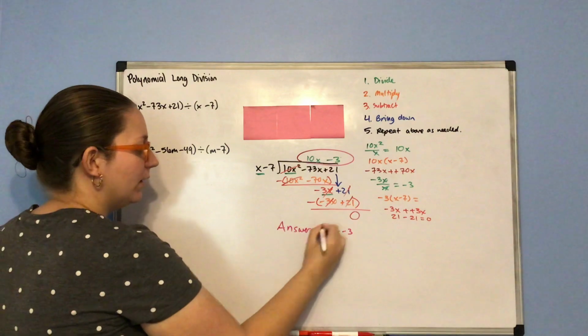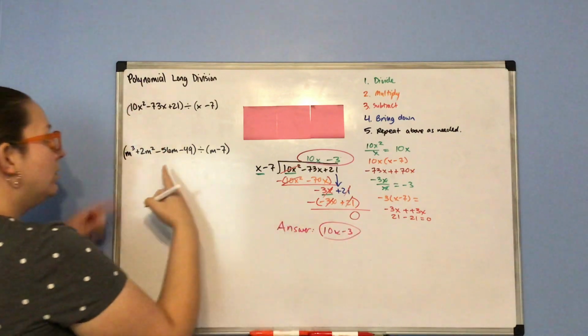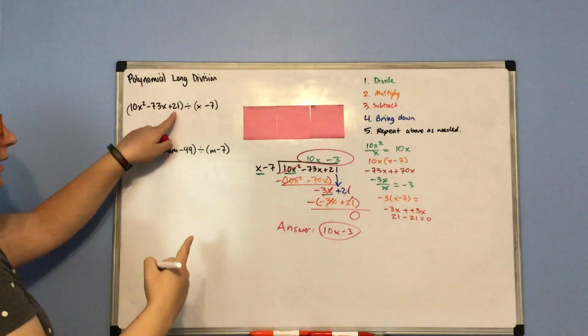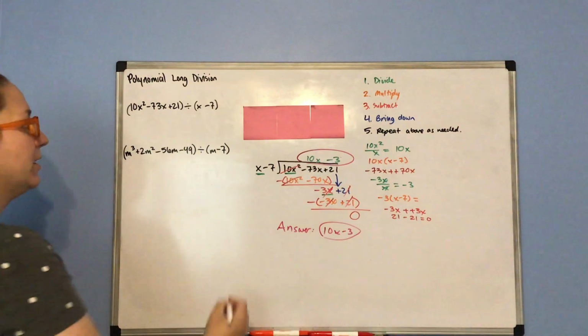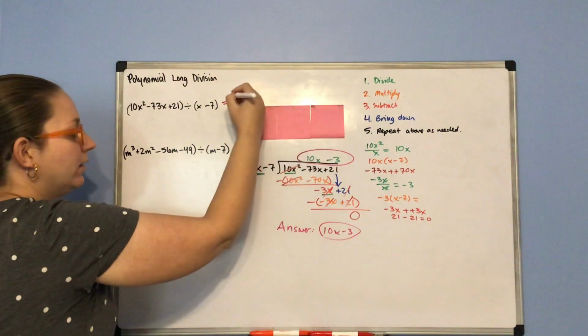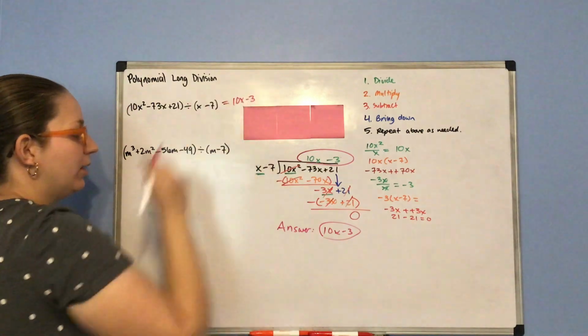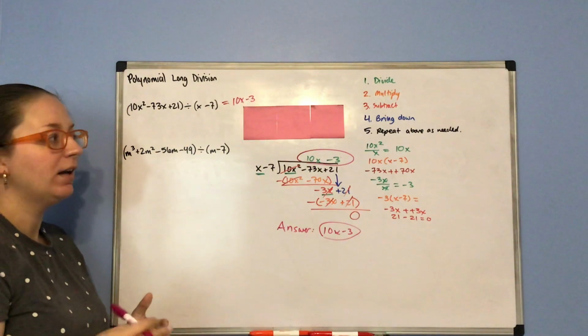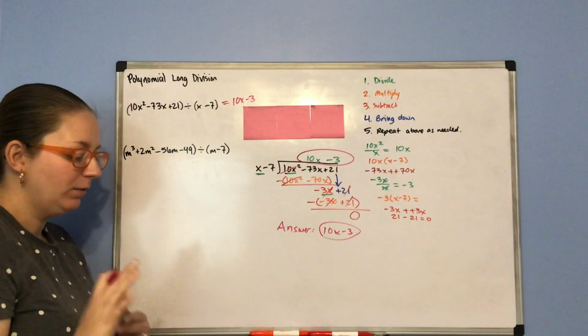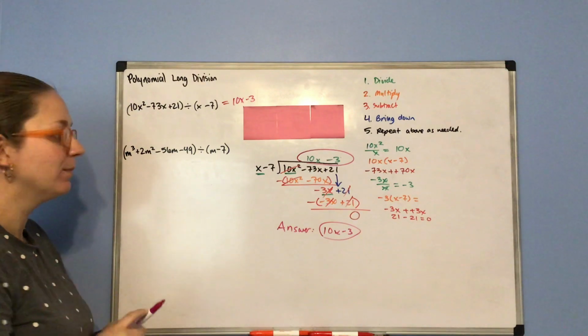Or another way you can think of that is if I do 10x squared minus 73x plus 21 divided by x minus 7, I get 10x minus 3. So that's the process. Again, a lot of steps, but nothing we can't handle because we're smart. We've got this.